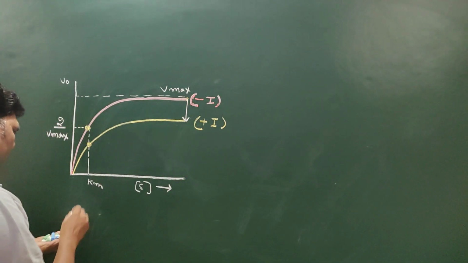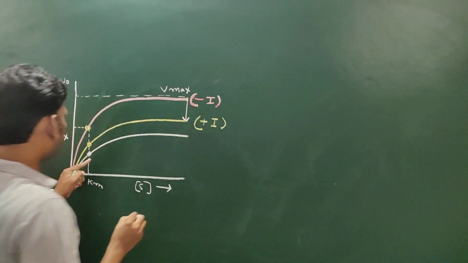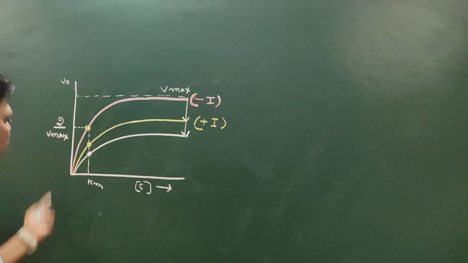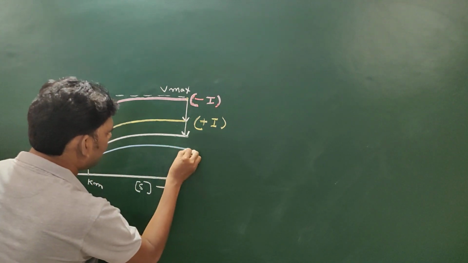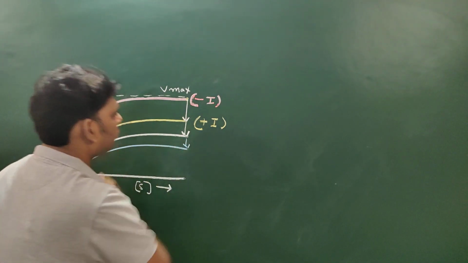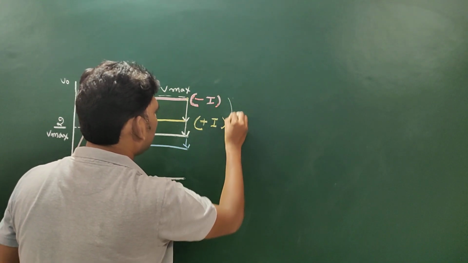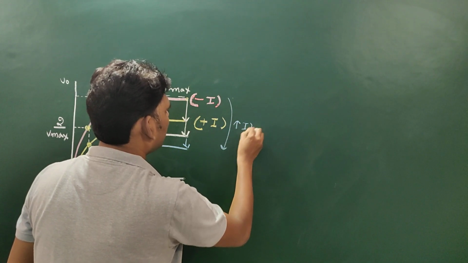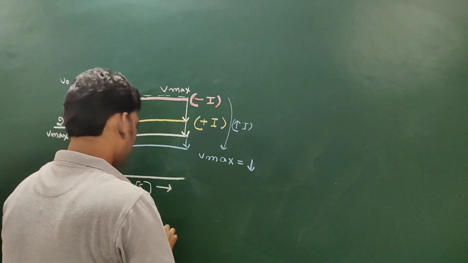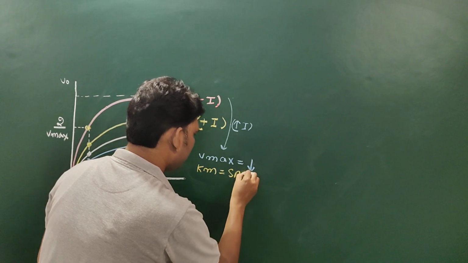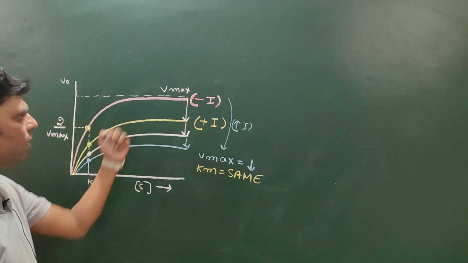If we again increase the concentration of inhibitor, the Km remains same, but Vmax again decreases. And if you further increase the inhibitor, again the Km remains same, but the Vmax decreases. So as we increase the concentration of inhibitor, Vmax decreases, but the Km remains same. Okay, friends, so this is the graph for the Michaelis-Menten equation in non-competitive inhibition.